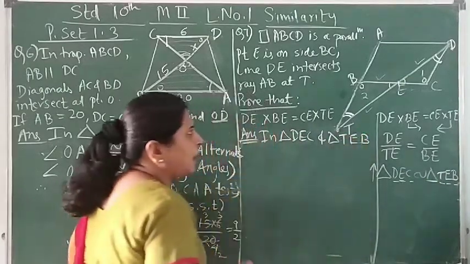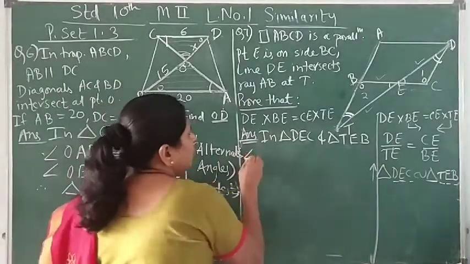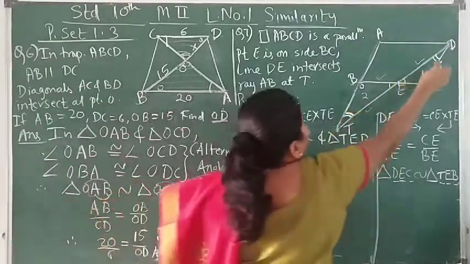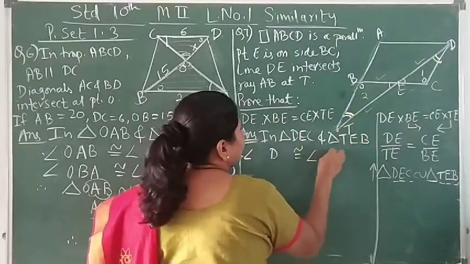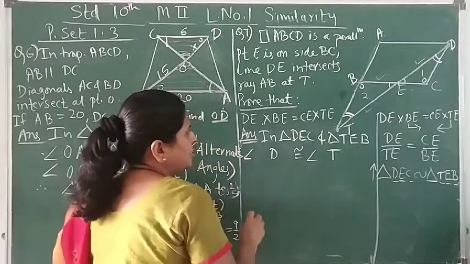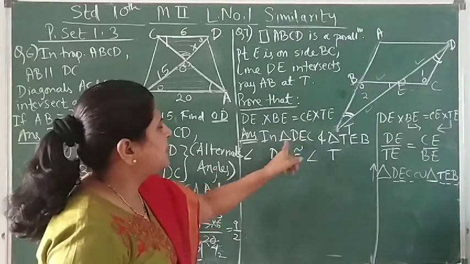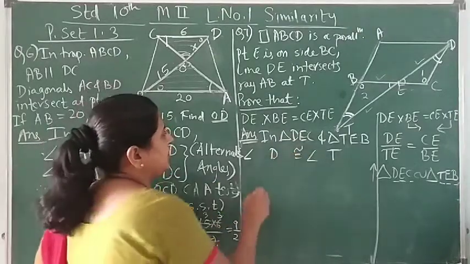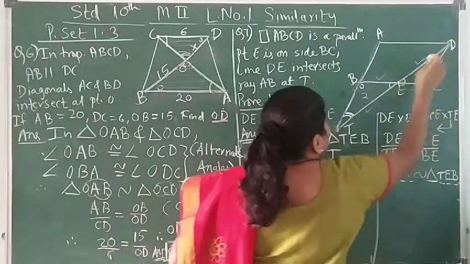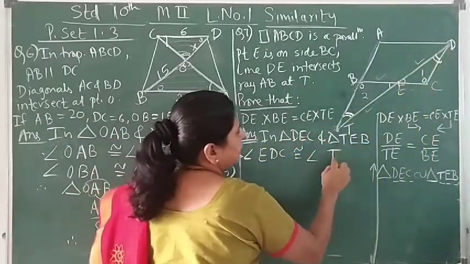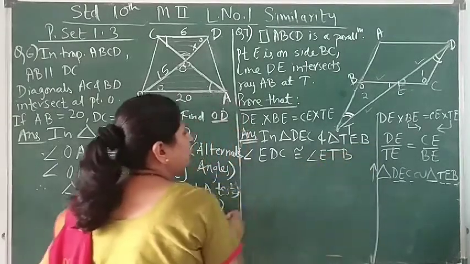we can prove all three angles congruent, but let's take any two. So let's take alternate angles. So angle D is congruent with angle T. Okay. So how to write the three letters of this angle? This D we have taken in between, so the remaining is EC. So this angle is going to be EDC. And this T we have written in between, so EB will be written, E and B, one to the left and one to the right.